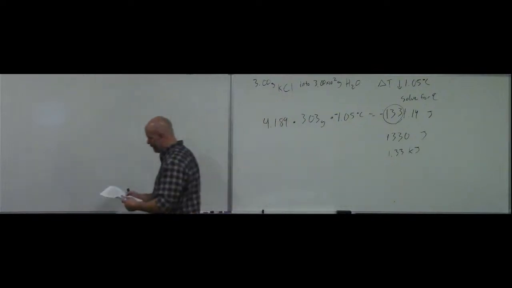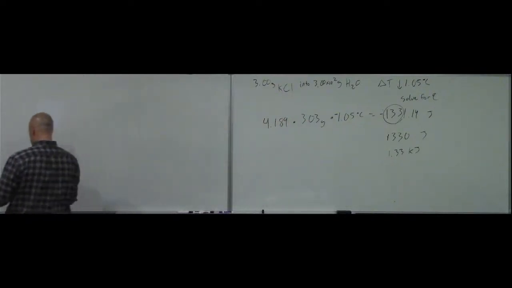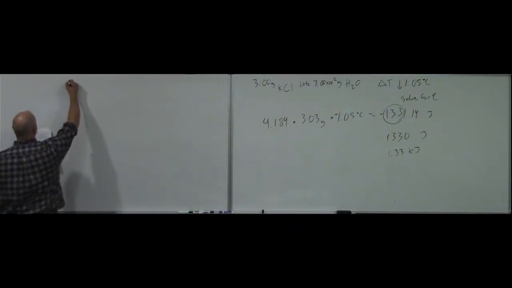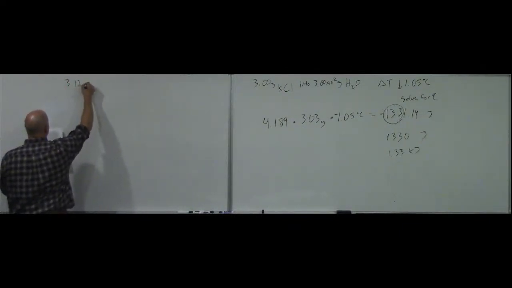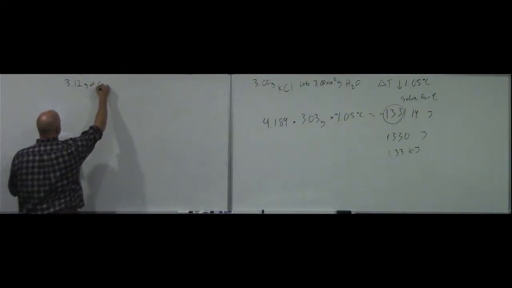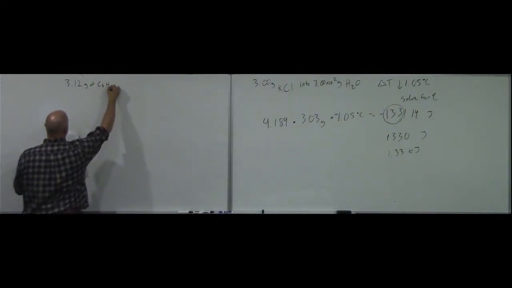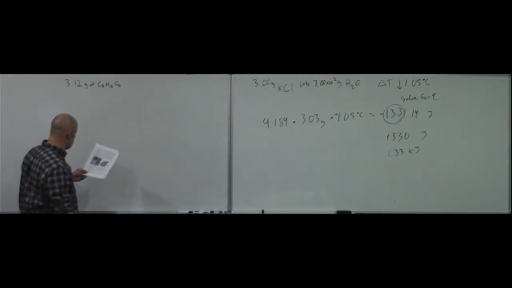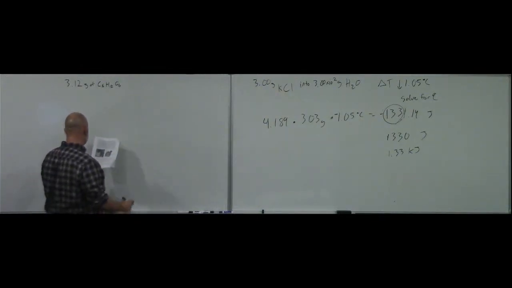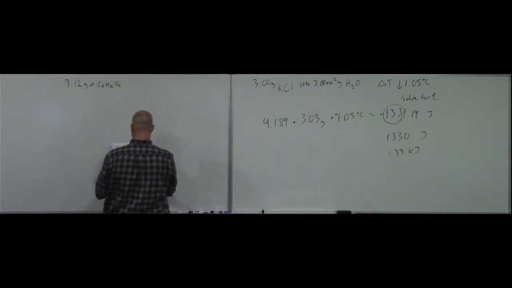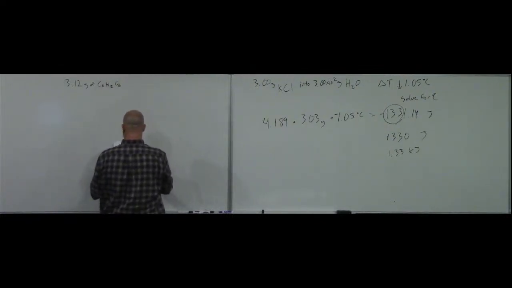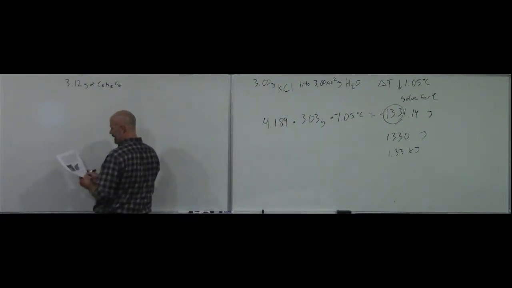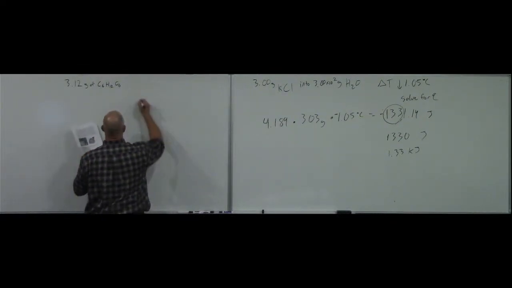bomb calorimeter. It says when 3.12 grams of glucose, C6H12O6, is burned in a bomb calorimeter, the temperature of the calorimeter increases from 23.8 degrees centigrade to 35.6 degrees centigrade. The calorimeter contains 775 grams of water.